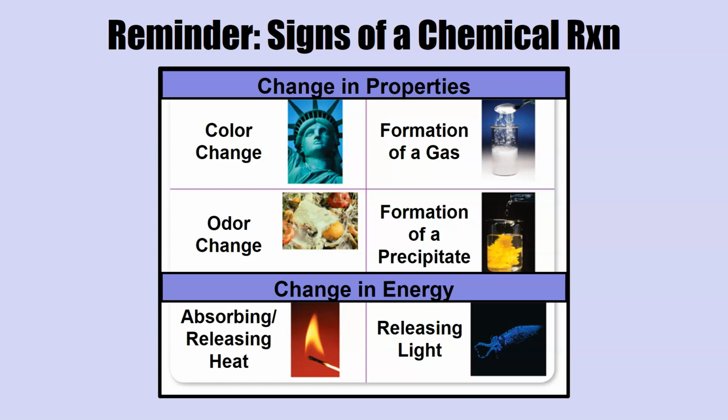You could also have a change in energy that can be seen. You could be absorbing or releasing heat. Sometimes we may see that as having a flame, like a combustion reaction. We see something burning. Or you could release light. So if you've ever played with those glow sticks, like at Halloween, that's a chemical reaction that's occurring, and we can see light being released as evidence of that reaction.